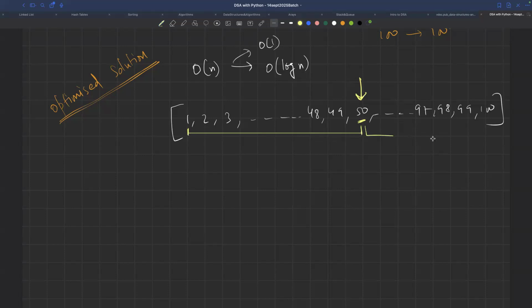This much is waste. Because on 50 only if it is breaking, then 51, 52, 53 till 100, it is obviously going to break. So what is happening? Now my answer is only in this much.